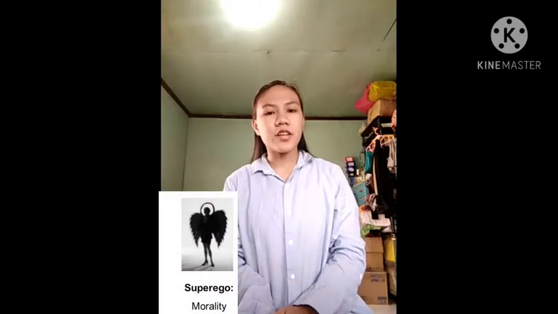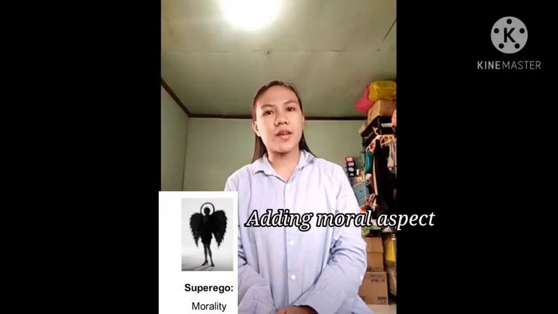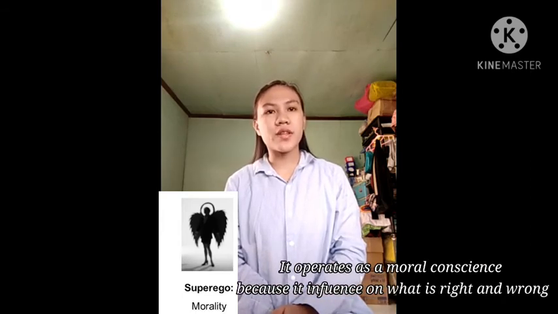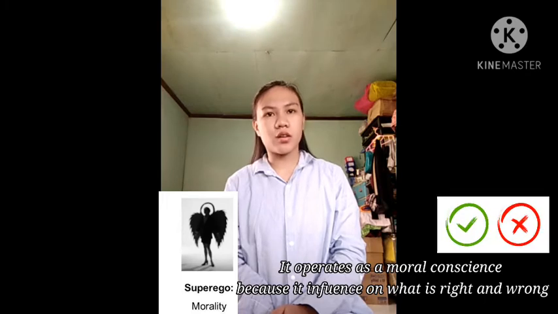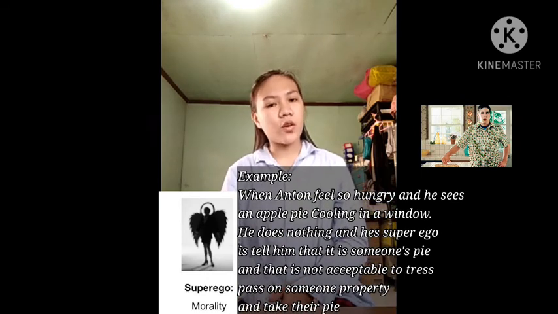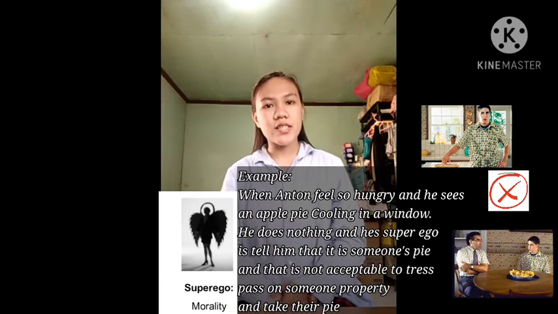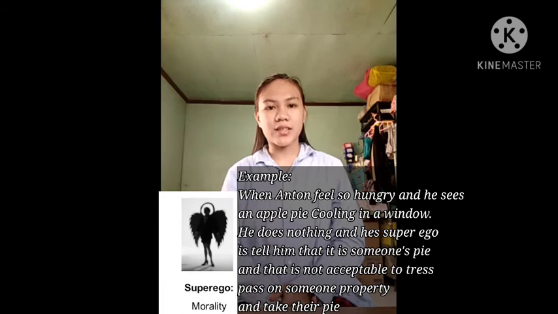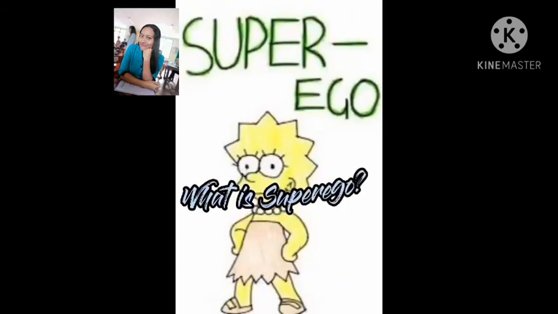Superego. The superego is the moral aspect. It operates as a moral conscience because it influences what is right and wrong. For example, when Anton feels so hungry and he sees an apple pie cooling in a window, he does nothing, and his superego tells him that it is someone else's pie and that it is not acceptable to trespass on someone's property and take their pie.